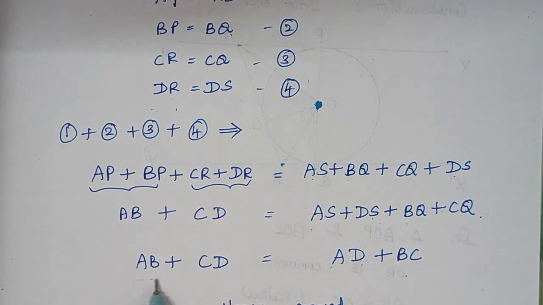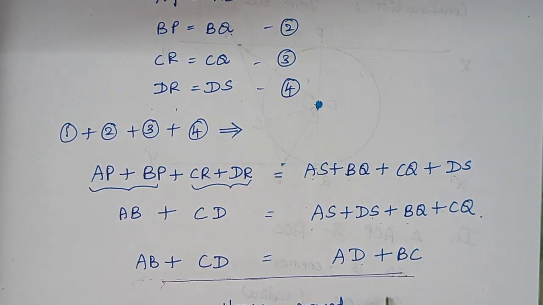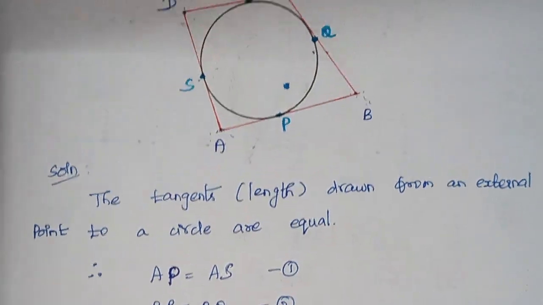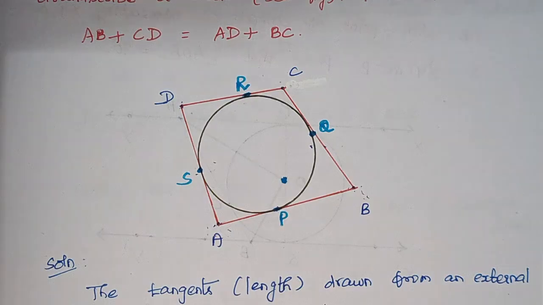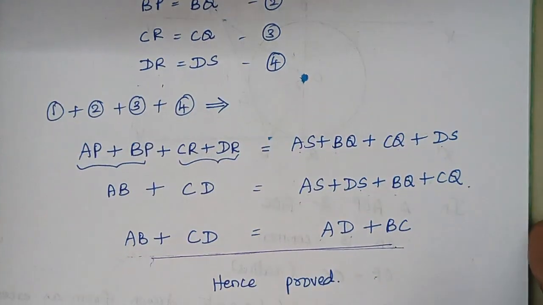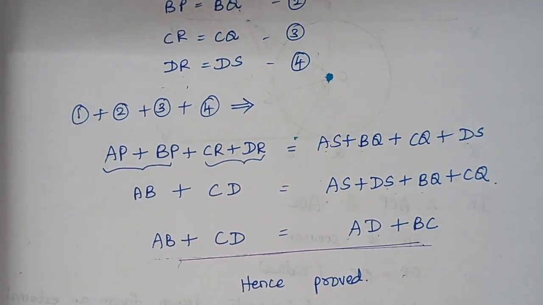So finally, this is what we had to prove. Check, you see, AB plus CD is equal to AD plus BC. So here we finally have the same expression. Therefore, we have proved this.